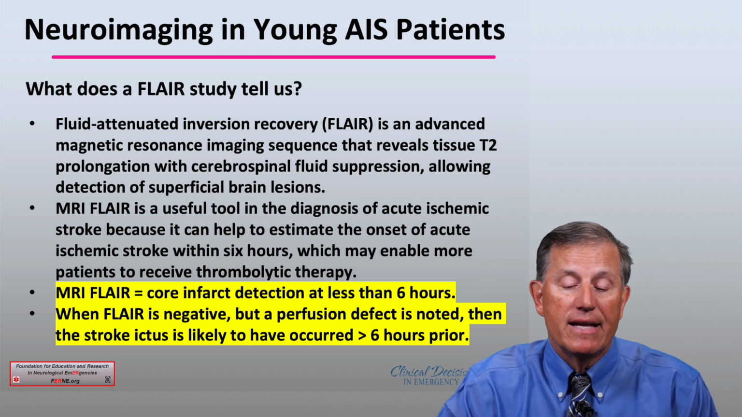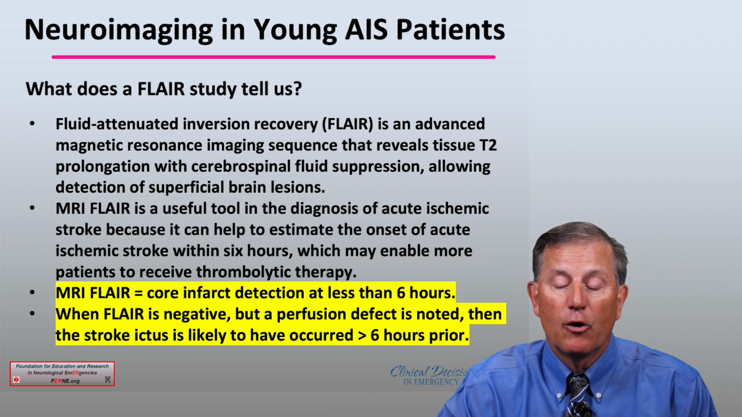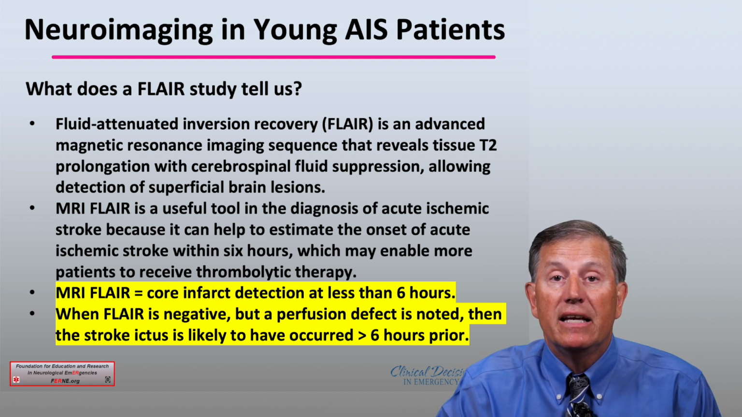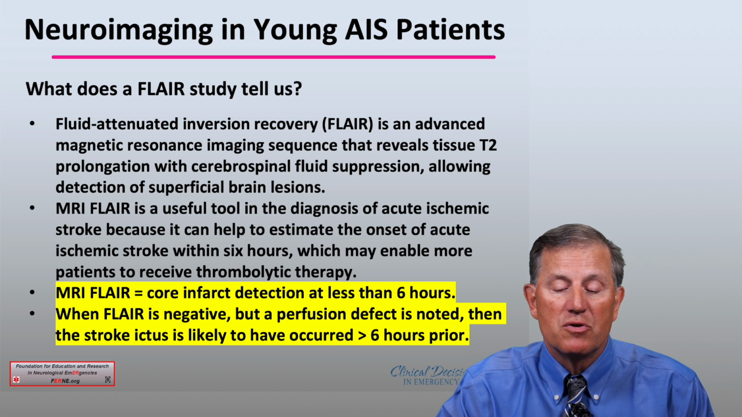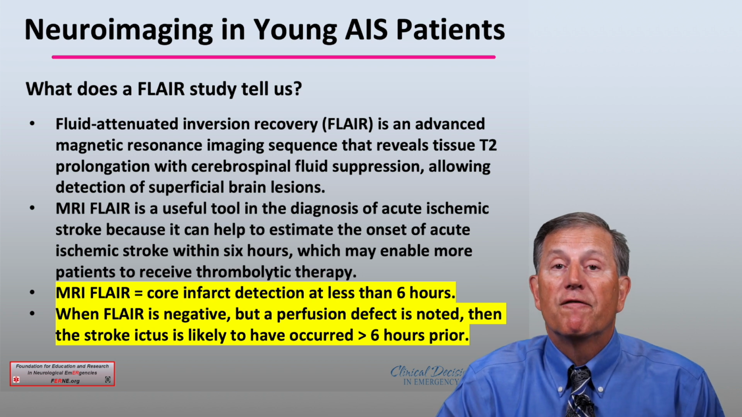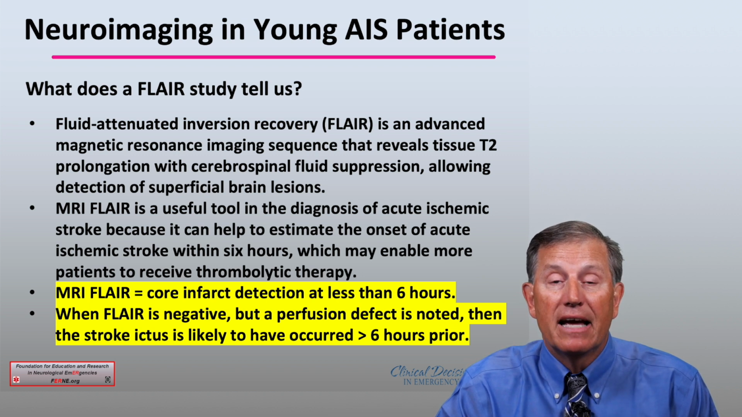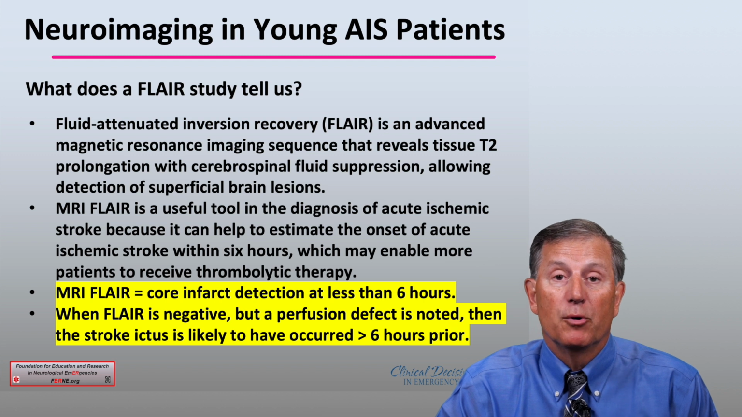And when the FLAIR is negative, but a perfusion defect is noted, then the stroke ictus is likely to occur greater than 6 hours, but still within the time frame where EVT, aggressive therapies, may be useful. In other words, if the FLAIR is negative and there's no demonstration of a core infarct, but an ischemic penumbra is identified, it is then possible to refer these patients for more aggressive EVT therapies between 6 and 24 hours.